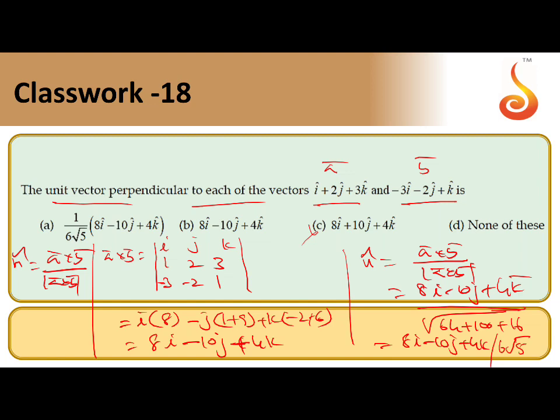So what comes here? 180 comes here. Root 180. Root 180 is 36 into 5. That is 6 root 5. So the magnitude is 6 root 5, and only one option is matching that. So when you're solving questions, once you find a cross b, check the options because we need a unit vector. So a denominator should be present. It means only one option has that denominator, and you can take that as the option. So is this clear?